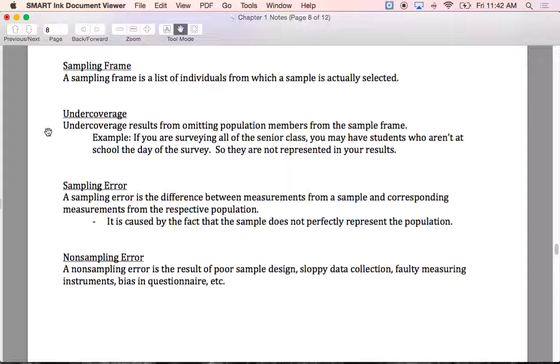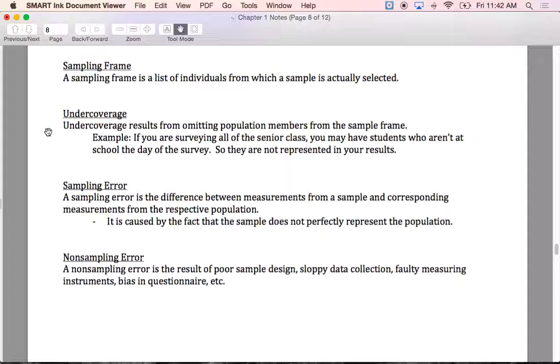A sampling frame is a list of individuals from which a sample is actually selected. Undercoverage results from omitting population members from the sample frame. So for instance, if you're surveying all the senior class, you may have students who aren't at school the day of the survey. So they are not represented in your results.